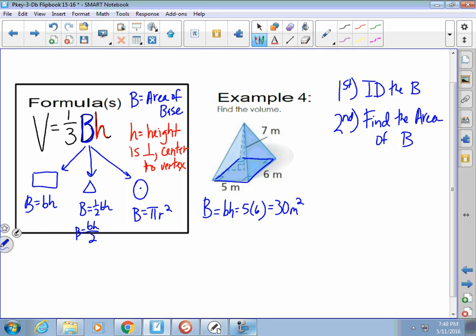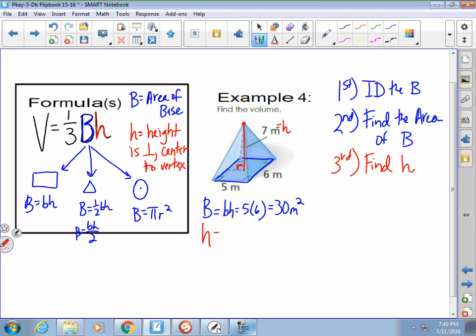Now, after we find the area of our base, we need to find the height. Find the H. Remember, our height has to go from the center. It's perpendicular. So usually if you see that box, you know where to locate it. It has to go from the center all the way up to the vertex. That means the very top of the pyramid. And that would be our 7 here. 7 is representing our H in this pyramid.